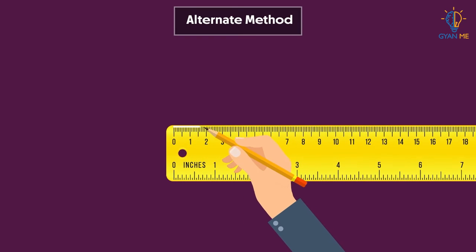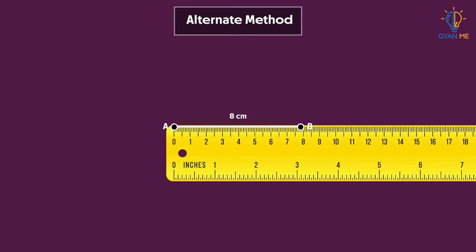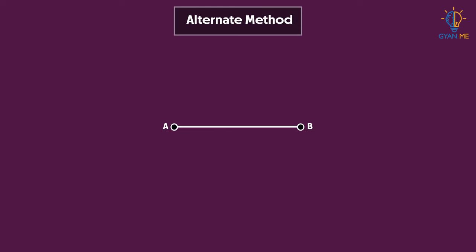Let us take a line segment AB of 8 cm and find a point Q such that it divides AB in ratio 4:5. Students, here we want to find the location of Q on line segment AB such that AQ is to QB is equal to 4:5. For that, let us see the steps of construction.